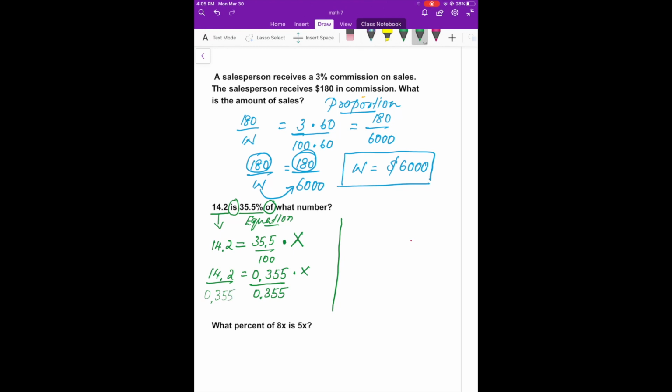I divided both sides by the same number. Now our work is, how do I divide 14 and 2/10 by 0.355? Let's try to do that. First I need to move the decimal over 3 to the right to make it a whole number. So I will get 2 extra zeros on the numerator. I'm going to use the space on the right. So that is going to be 4.